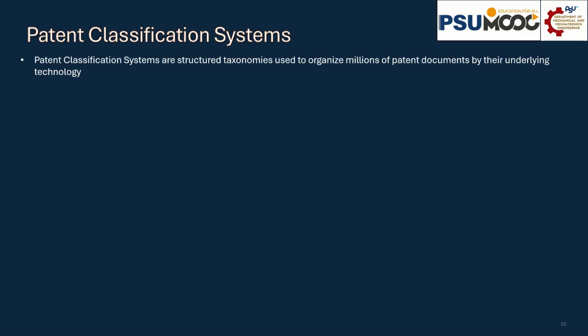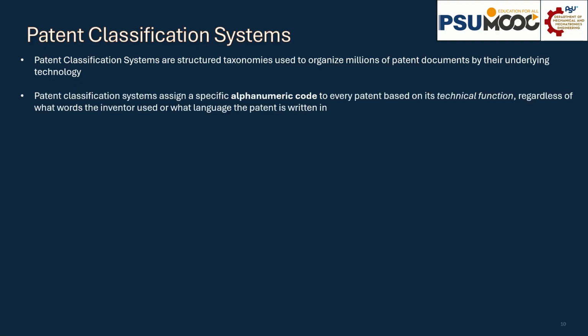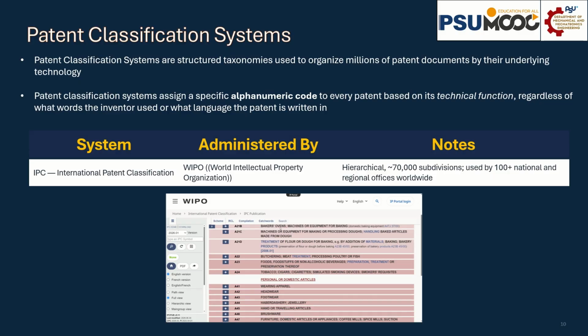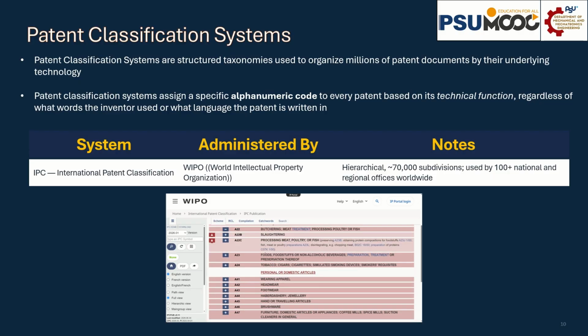Patent classification systems are structured taxonomies used to organize millions of patent documents by their underlying technology. Patent classification systems assign a specific alphanumeric code to every patent based on its technical function, regardless of what words the inventor used or what language the patent is written in. The most widely used system is the International Patent Classification System, or IPC, maintained by the WIPO.